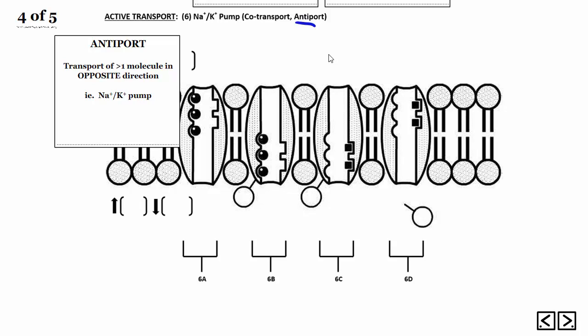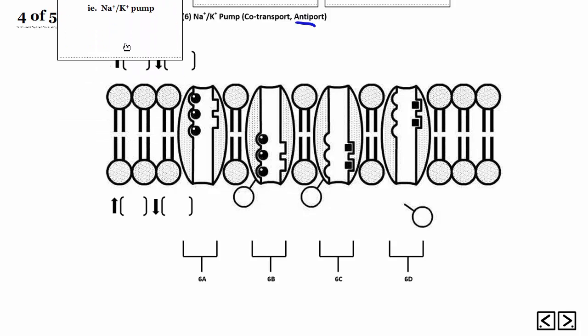One's going to be going one way, one's going to be going the other. And our typical example of this is the sodium-potassium pump. This is for two ions. Now remember, ions can't just travel through the phospholipid bilayer, right? They need to go through membrane channels or proteins or pumps or something like that. All right, so in this case, this is going to represent sodium, the little circle there.